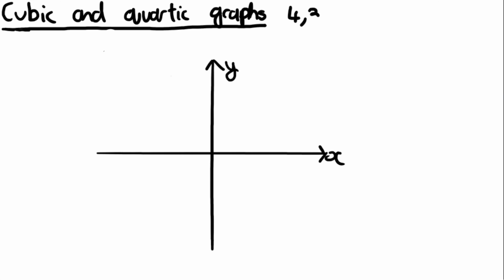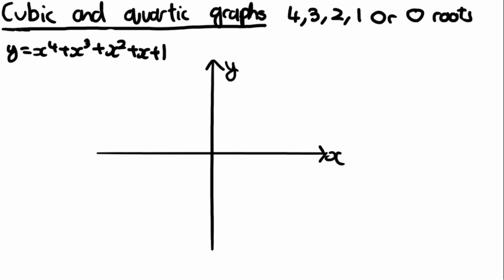So we've seen quartics that have 4, 3, 2 or 1 roots, but a quartic could also have 0 roots. For example, this is y is equal to x to the power of 4 plus x to the power of 3 plus x squared plus x plus 1. If you put this into a calculator, you'll find that it has 0 roots and you cannot factorise this any further. So if you sketch this, the y-intercept is going to be 1, and it's going to be a positive graph sort of in the W shape. So it's going to look something like this here, in the W shape like this, where this is going to be 1.